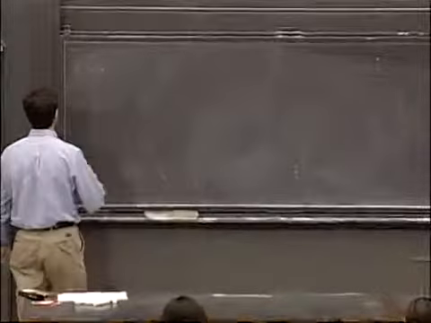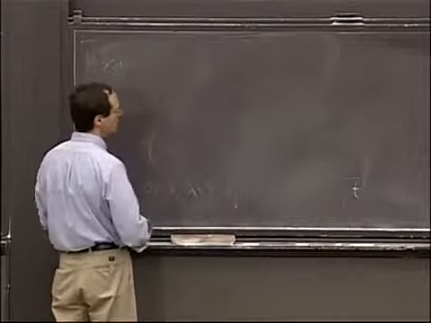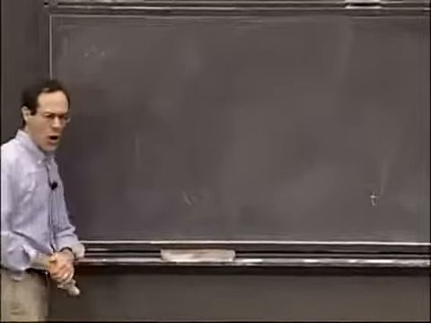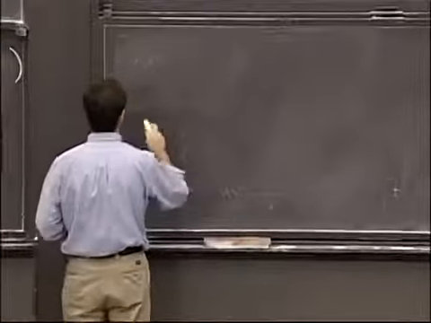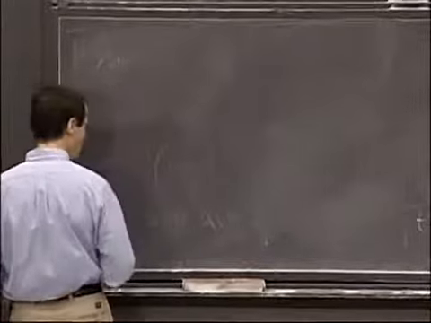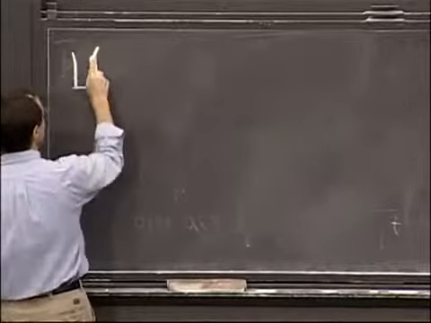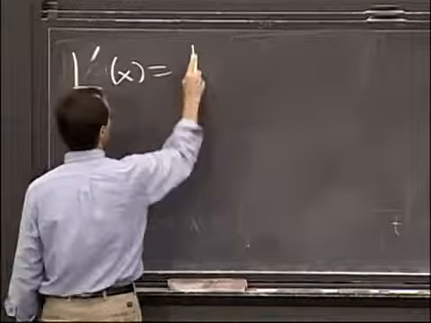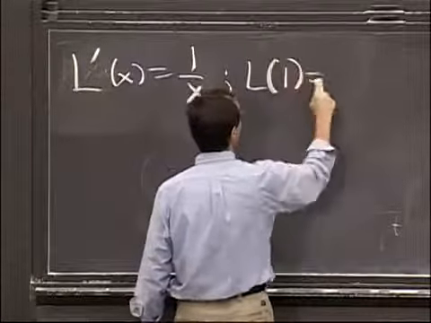So I guess I just erased it, but we just took the antiderivative of 1 over t squared. And all of the powers work easily, but 1. And the tricky one is the power 1 over x. So let's consider the differential equation L prime of x is equal to 1 over x, and say with the initial value L of 1 is equal to 0.